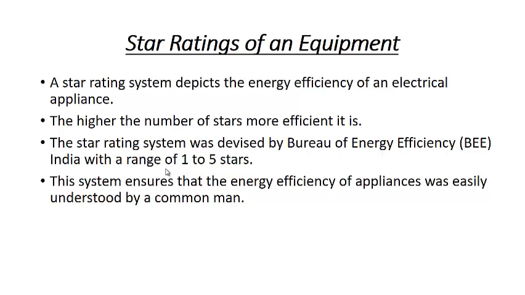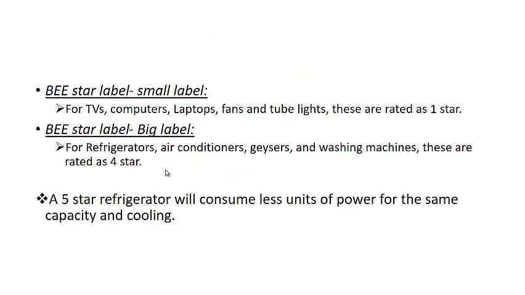That means an equipment or appliance with 1 star will have more energy consumption as compared to an appliance of the same capacity having 5 stars. So in that case, the 5-star appliance will definitely cost more than a 1-star appliance, but the running cost of the 5-star will be less. This system ensured that the energy efficiency of appliances was easily understood by the common man. So 5-star equipment will be more efficient as compared to 1-star equipment and other stars as well.